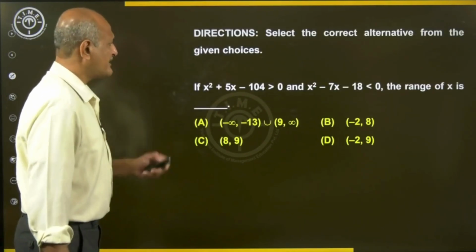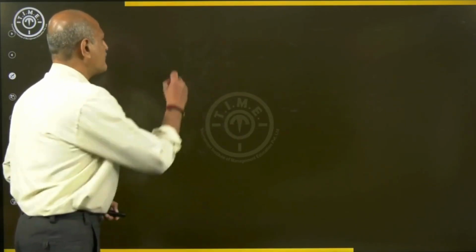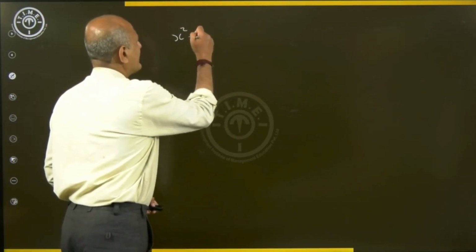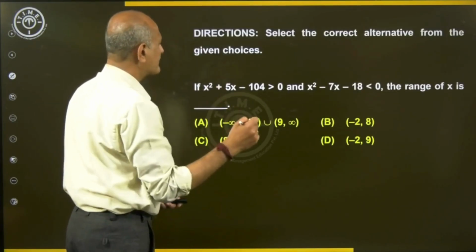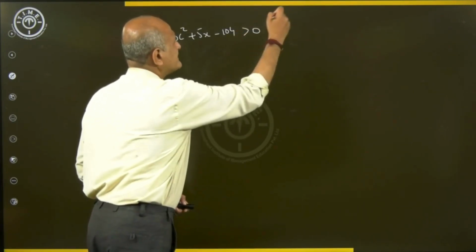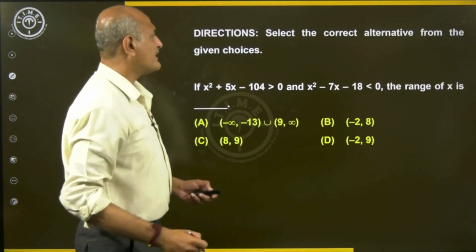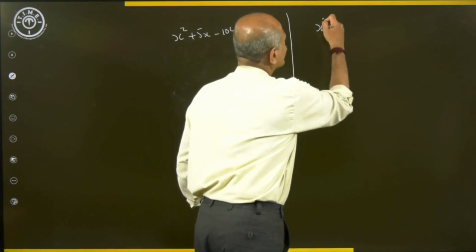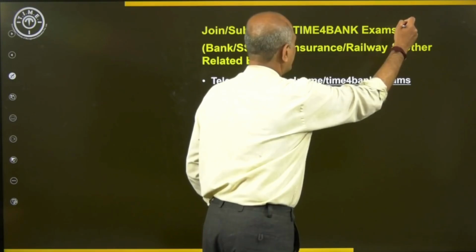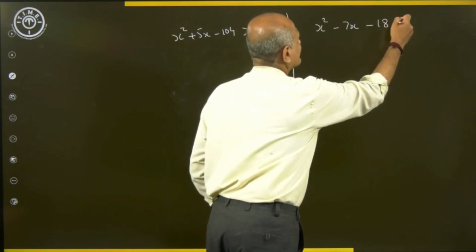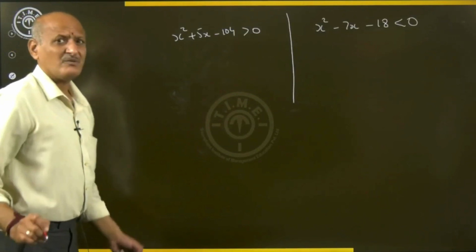There are two simultaneous inequations given. Let's write it carefully. One inequation is given as x square plus 5x minus 104 is greater than 0. And the next one, x square minus 7x minus 18 is less than 0. Two inequations are given. So now let's solve these.